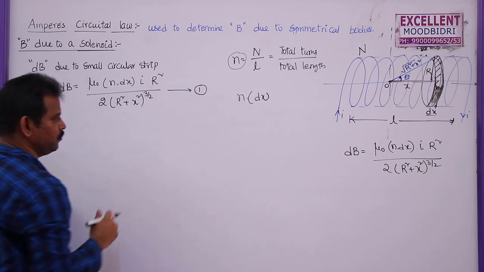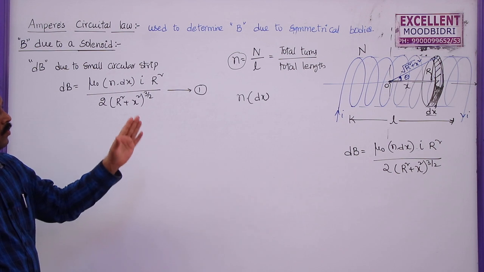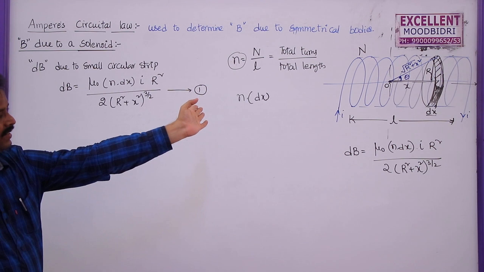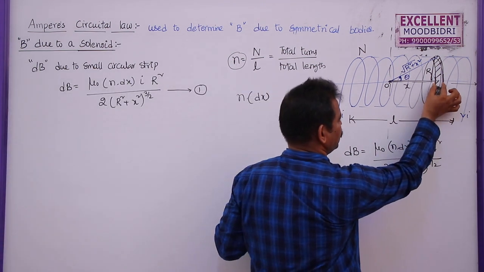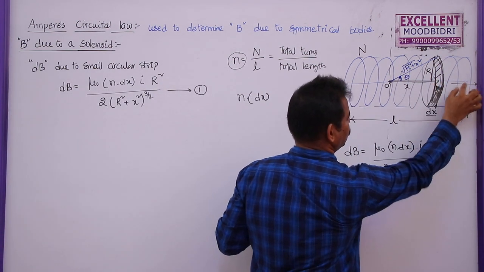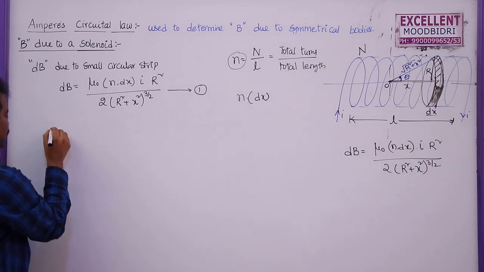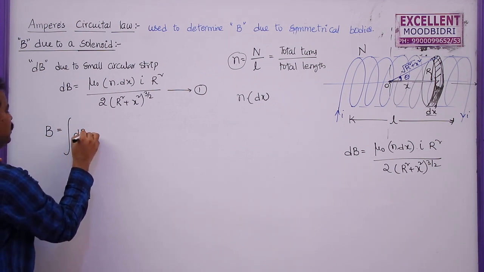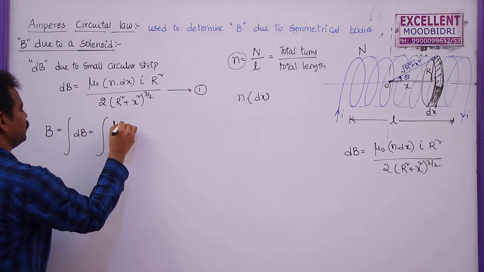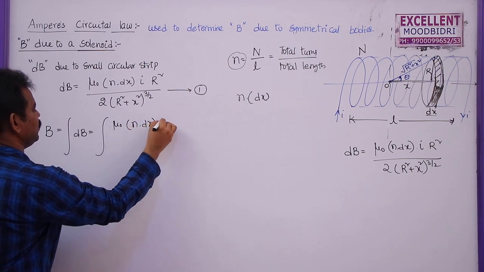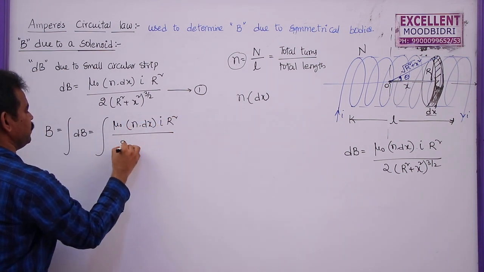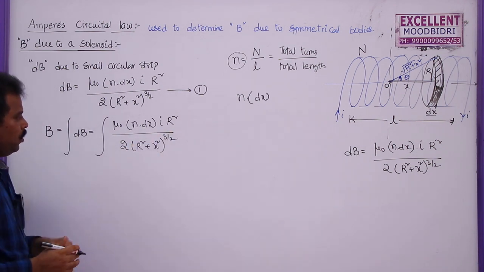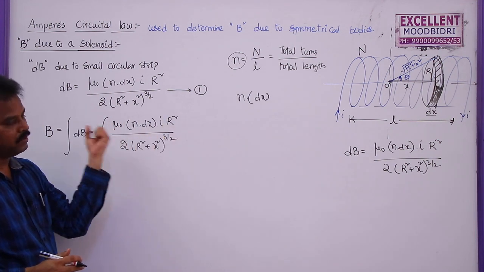This is equation 1. If I want to find out the total magnetic field due to this solenoid at point O, due to the entire length of this solenoid, I have found only the magnetic field due to this width only. Total length I want to find out. So now we can write the total magnetic field due to the entire solenoid is given by integral dB, integral of mu naught into n dx I into r square by 2 of r square plus x square whole power 3 by 2. What are the constant terms here? You can bring them outside.